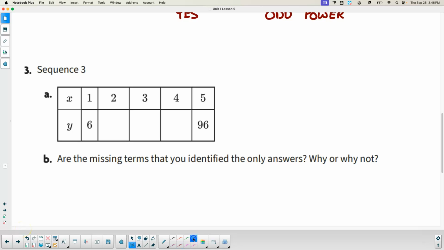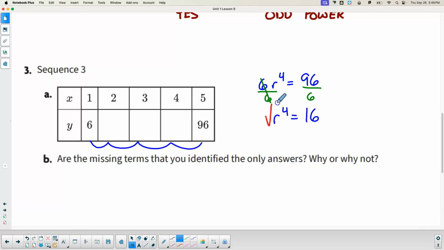Now that we're back here, we should have gotten 6 times R to the 1 jump, 2 jump, 3 jump, 4 jumps. So that's R to the 4th power equals 96. I'm going to divide both sides then by 6. That cancels that out there. Dividing by 6 gives me R to the 4th equals 16.